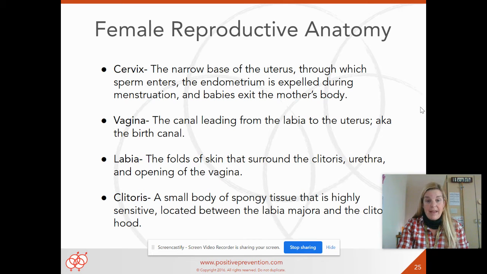And then we have the labia. The labia minora is the inner part. The labia majora is the outer part. And these are the folds of skin that surround the clitoris, the urethra, and the opening of the vagina.